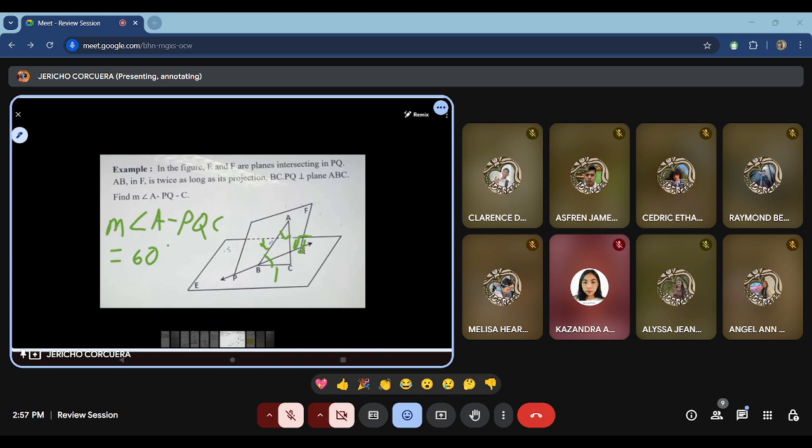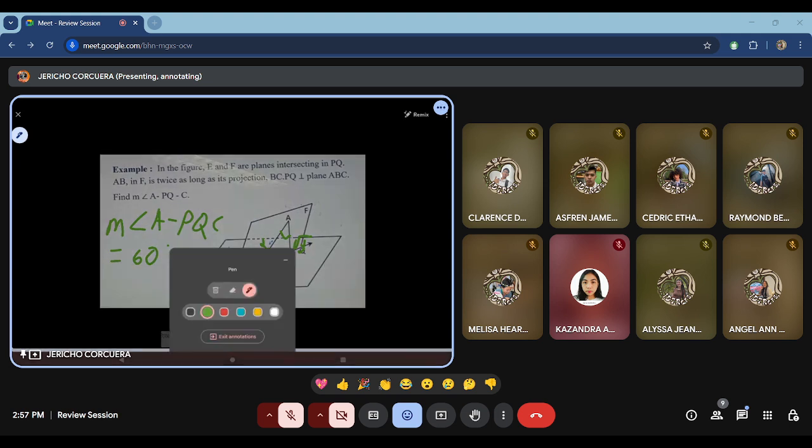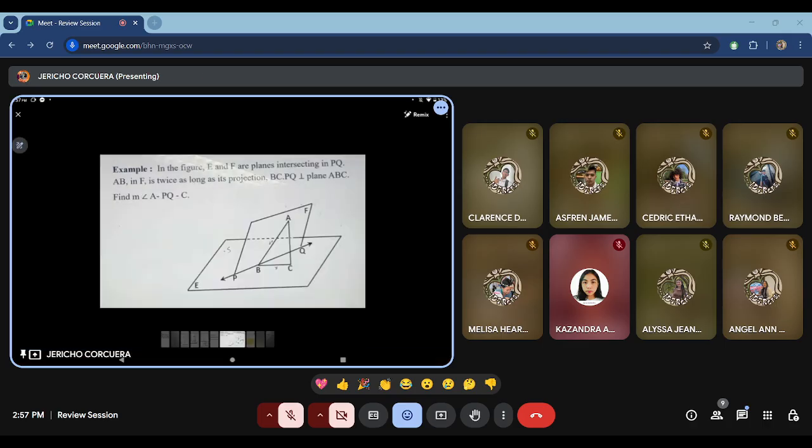Okay, so let's continue. The figure E and F are planes.